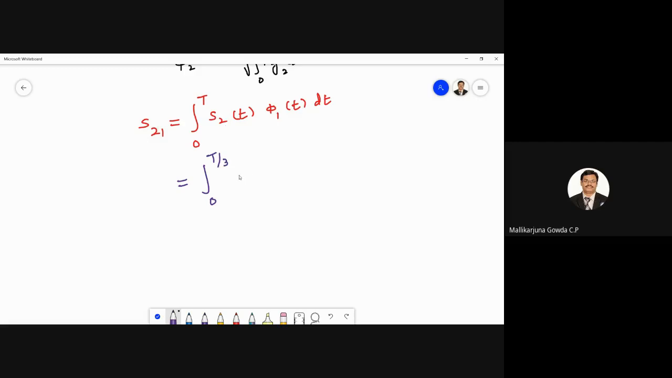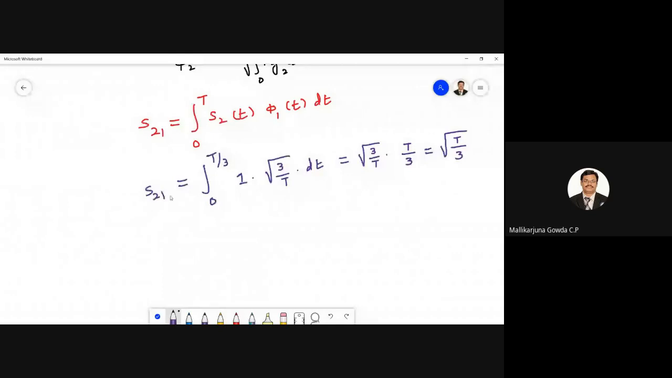During that time, the value of S1 of t is 1, right? And the value of pi 1 of t is what? Yes, root of 3 by T, right? Into dt I can write. So which is equal to what I can write? So root of 3 by T into T by 3, which is equal to root of T by 3, right?